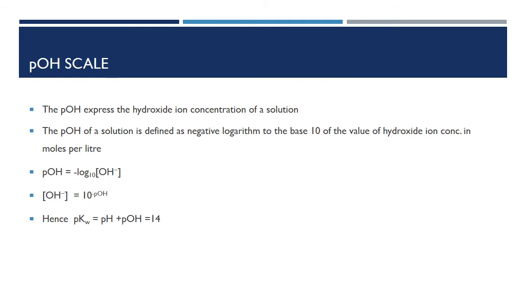is basic. The pOH scale expresses the hydroxide ion concentration of a solution and is defined as the negative logarithm to the base 10 of the hydroxide ion concentration in moles per liter. The concentration of hydroxide ion can be calculated by raising 10 to the power minus pOH. pKw is equal to pH plus pOH, which is equal to 14.